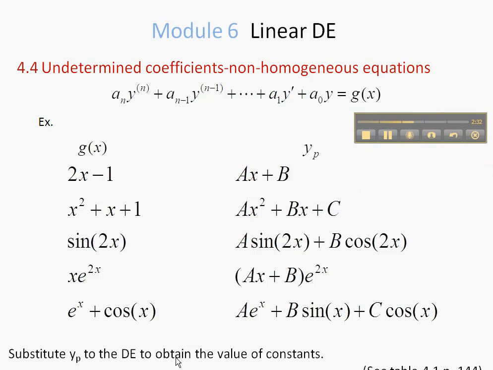What we do then, once we make a guess for yp, is substitute that yp into the differential equation, and we try to see if it satisfies it. And hopefully it does, and allows us to solve for what a and b should be, or what the constants, in this case a, b, or c, would be, so that yp truly does solve the differential equation.